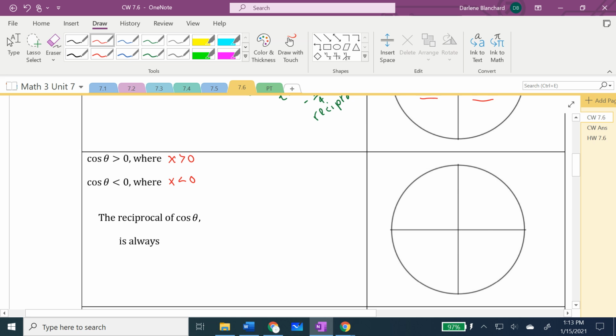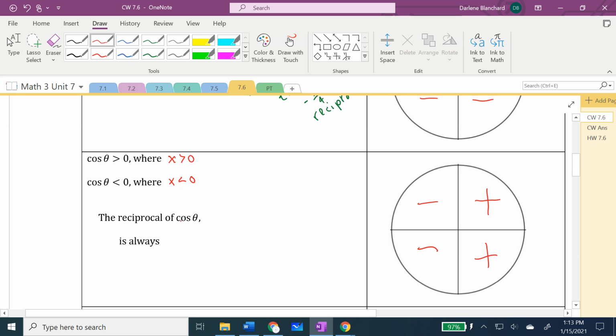Let's go over to the circle right here. Which quadrants have a positive x value? Quadrant 1 is positive for x, and which quadrant is also positive for x? Good. Quadrant 4. X is negative on the left side.